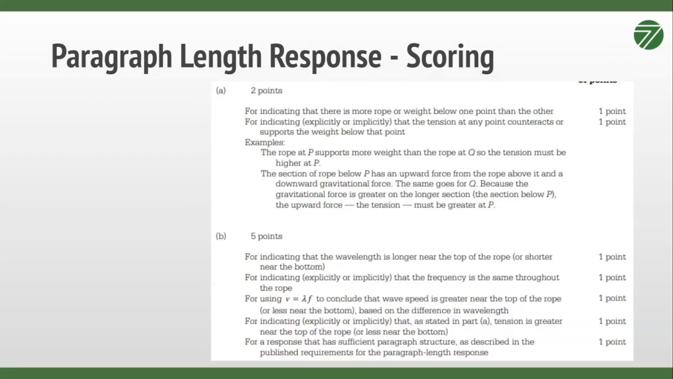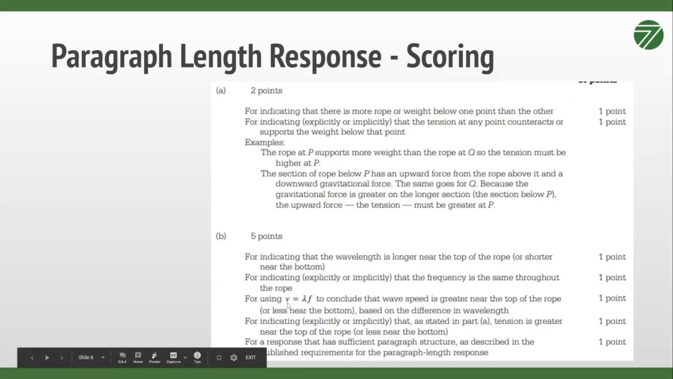So you're citing what you're observing in the problem. Okay, so I cite that the wavelength is shorter near the bottom. That's indicating that the tension is less at the bottom, as we referred to in part A, and therefore I'm seeing a shorter, slower wave, shorter wavelength. Then 1 point for indicating explicitly or implicitly that the frequency is the same throughout the rope. So explaining that the frequency comes from the generator, and nothing about the rope affects the frequency. It's only the oscillator at the top.